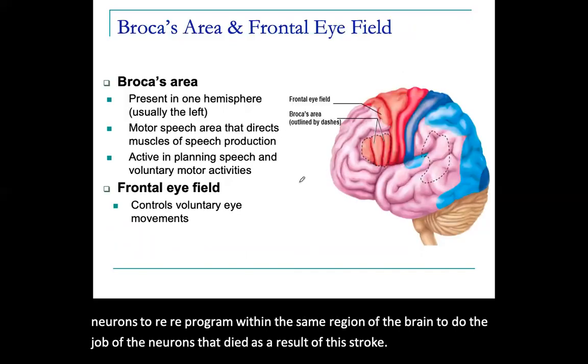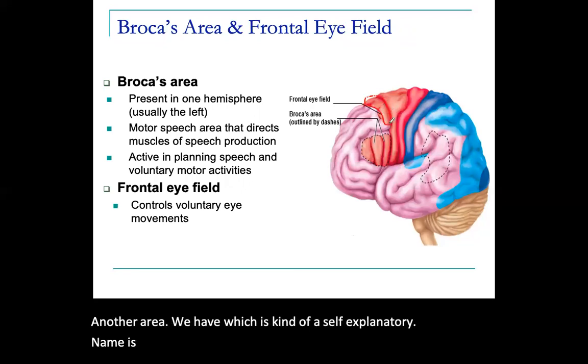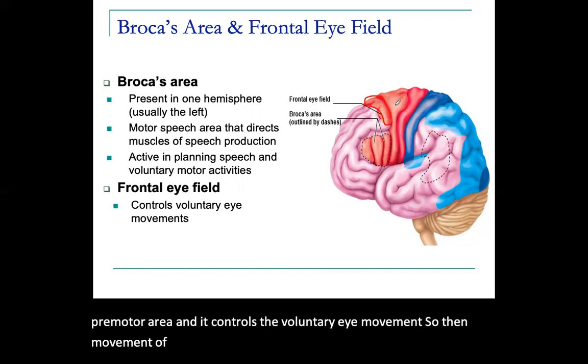Another area we have, which has a kind of self-explanatory name, is the frontal eye field. So the frontal eye field is right in front of the premotor area, and it controls voluntary eye movement. So the movement of the 6 extrinsic muscles of the eye is controlled by your frontal eye field.